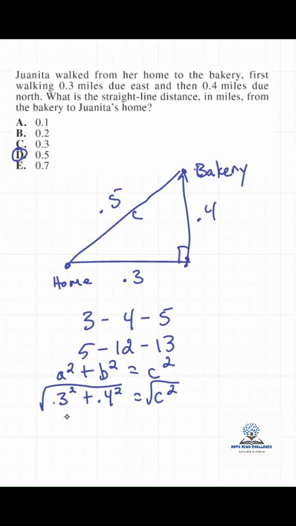But you can square, that'd be 0.09. You get 0.25 once you add 0.16 and 0.09, and then square root that to get c to be 0.5, as we expected.